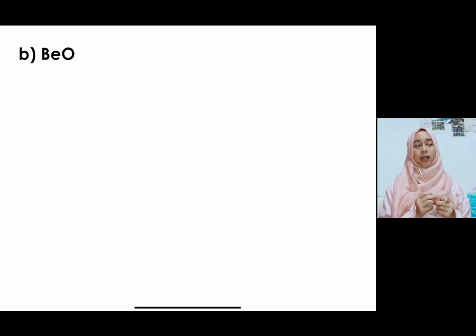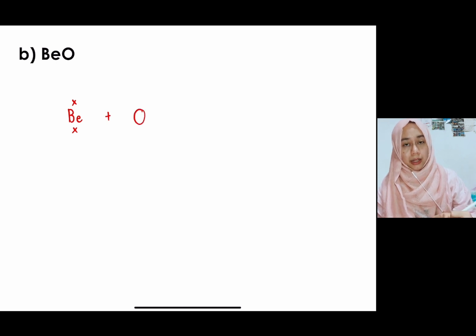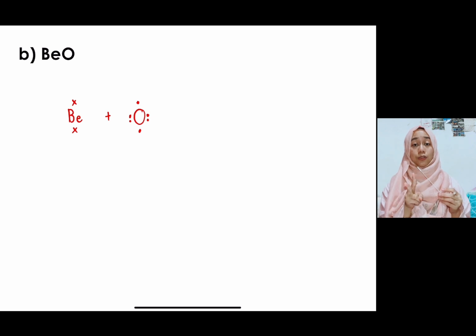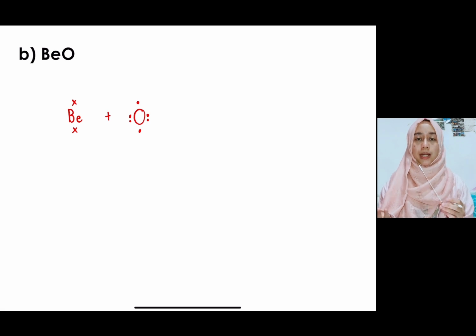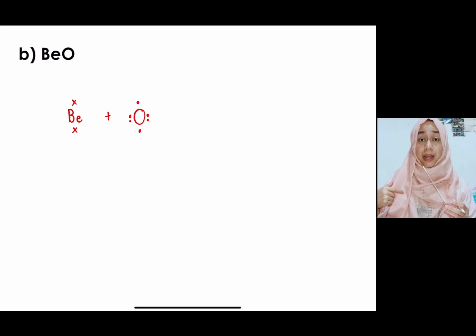So beryllium pula adalah atoms in group 2, therefore it has 2 valence electron. So Miss letak cross untuk beryllium ni. Okay, whereas oxygen pula adalah atom in group 16, therefore it has 6 valence electron. So 1, 2, 3, 4 and then 5, 6. Miss tunjuk macam ni lah. Okay, so untuk beryllium, since it has 2 valence electron, therefore it needs to transfer 2 electron in order to achieve octet. Whereas oxygen, it has 6 valence electron, therefore it needs to gain 2 electron from another atom.